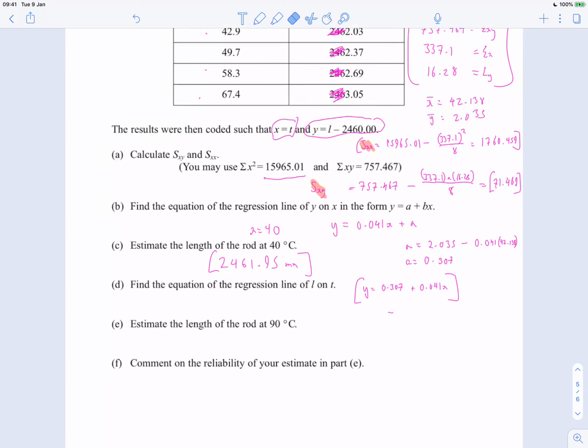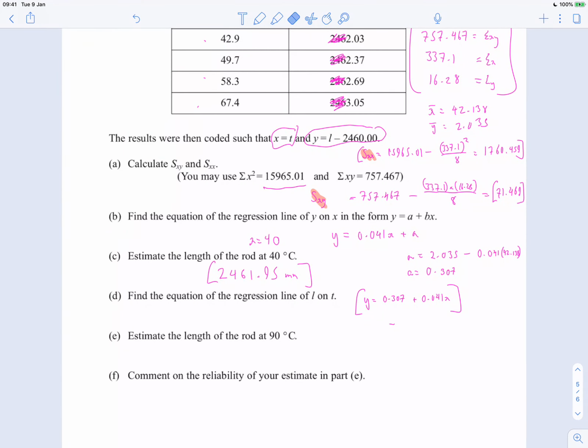Well, what actually happened? Is the gradient going to change? If I just add an amount, will that change the gradient? No. All the y values get shifted up. So the only thing that's going to change is... well, think about it. If all that's happening is everything gets shifted up, because if x goes to t, it doesn't change. But y... To get L now, I just add 2,460. So all that's going to do is change the y-intercept. That's 2,460.307 plus 0.041t. So that would be my new equation there.